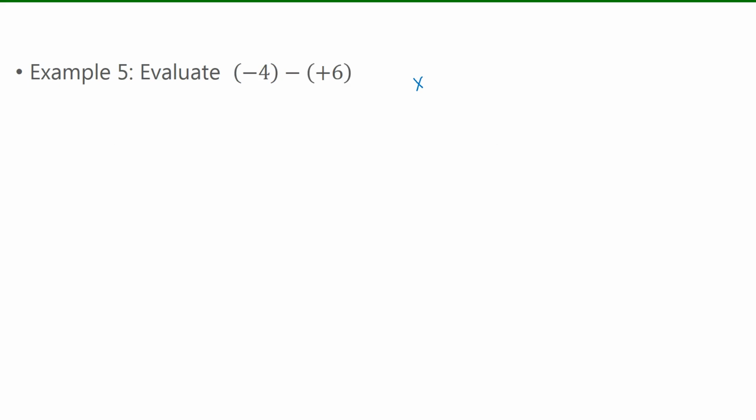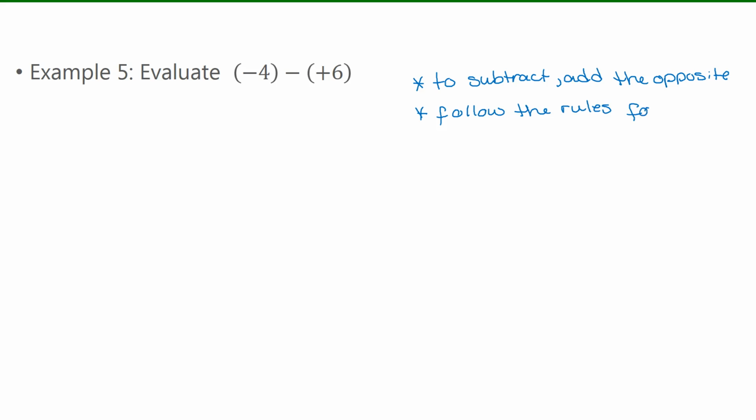Here we have a subtraction example. So what do we do when we subtract? Well, to subtract, we will add the opposite. What we're essentially going to do is change the subtraction expression into an addition. So then we just need to follow the rules for addition. Now when we add the opposite, the sign in the middle is going to change from a subtraction to an addition, and the last number is going to change. You do not change the first number at all.